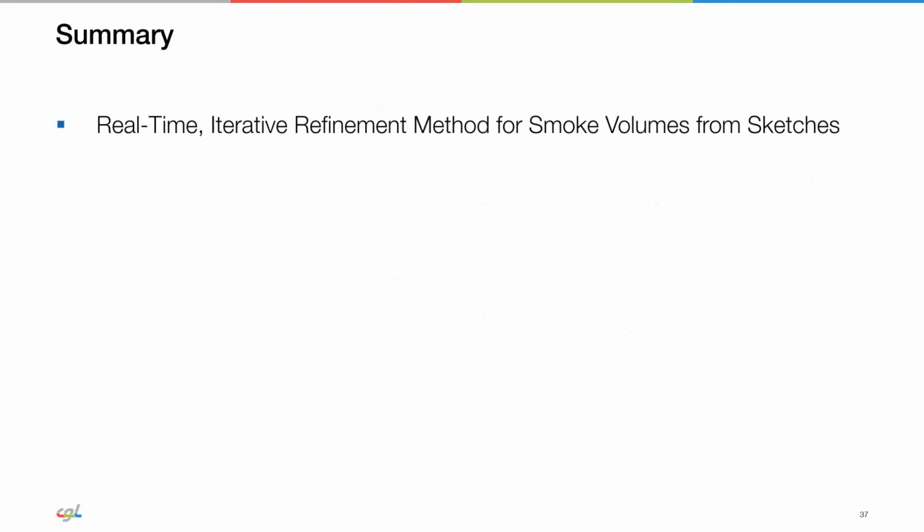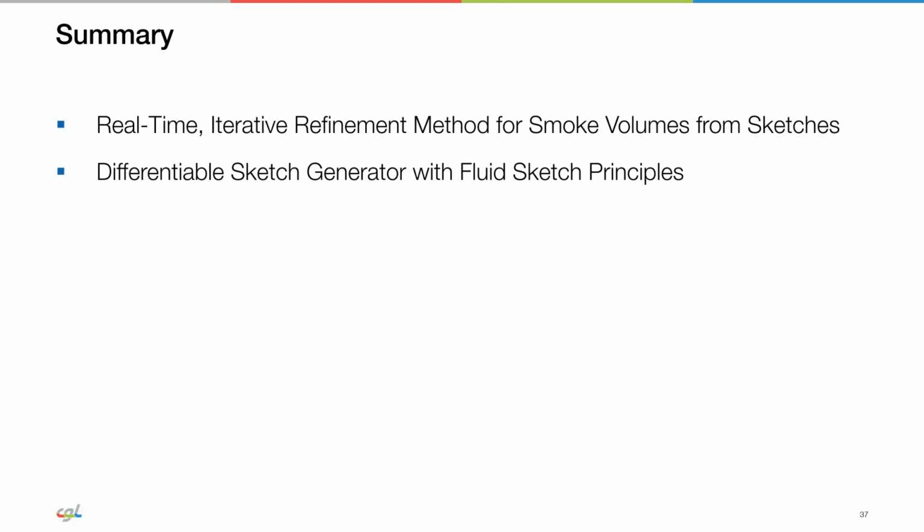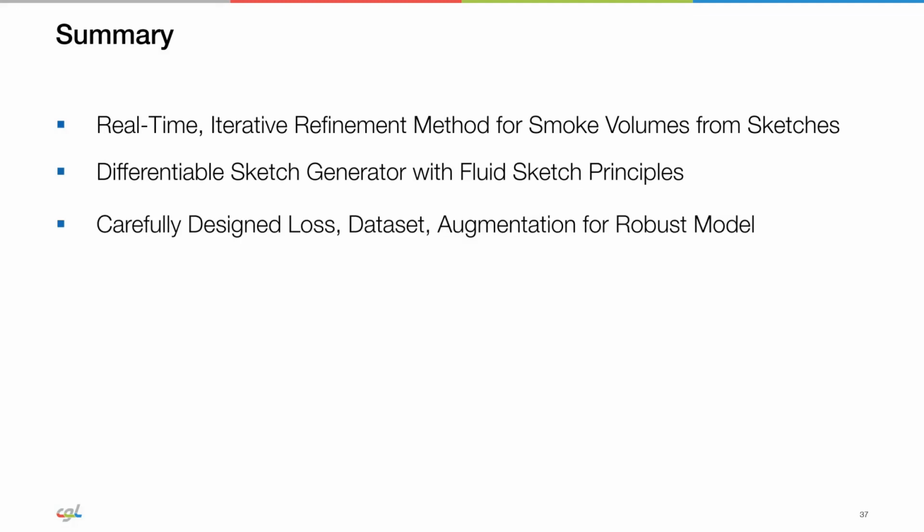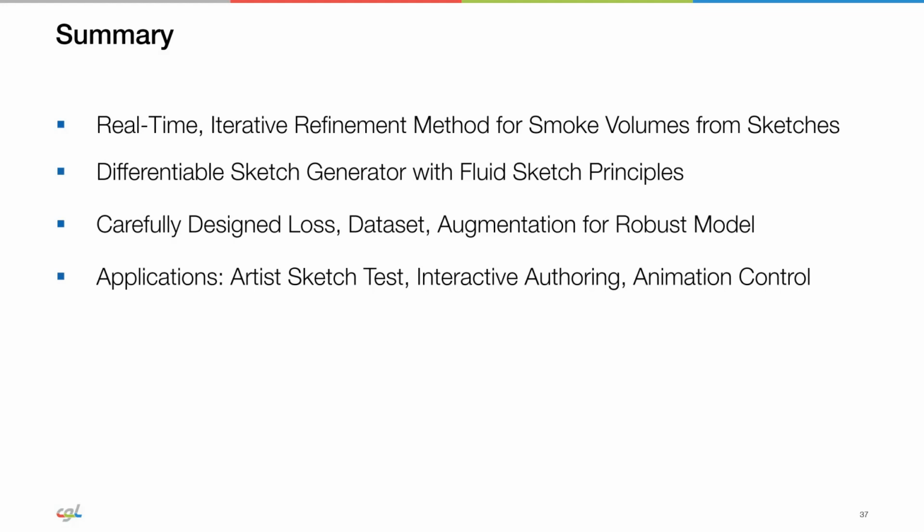So in sum, we propose a real-time method and an iterative refinement method for small volumes from sketches. Also, it includes a differentiable sketch generator with fluid sketch principles. We also suggested carefully designed loss functions, dataset, and augmentation technique for a robust model. And we suggested 3 demo applications: artist sketch test, interactive authoring, and smoke target-driven animation control.